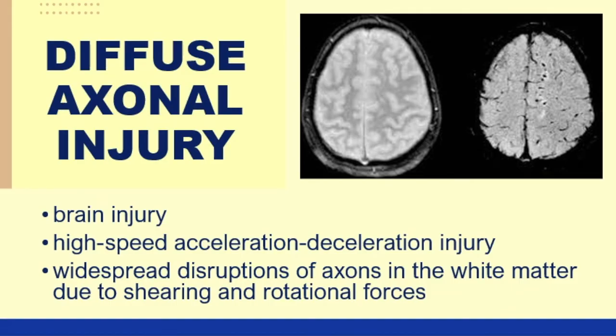You also have the term diffuse axonal injury. So class, when I say diffuse axonal injury, think of this that it's about a brain injury wherein there is high-speed acceleration and deceleration injury. Class, the widespread disruption of your axons in the white matter are due to the shearing and rotational forces. So that's why, class, you have diffuse axonal injury. In other words, it would be involving many parts of the brain.